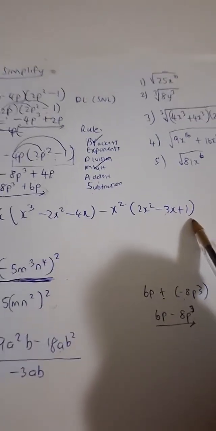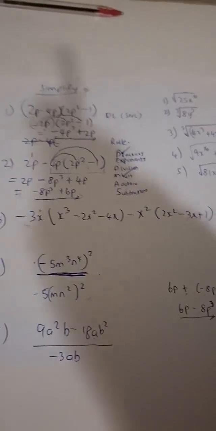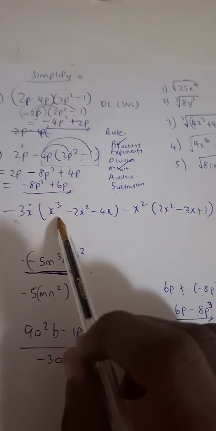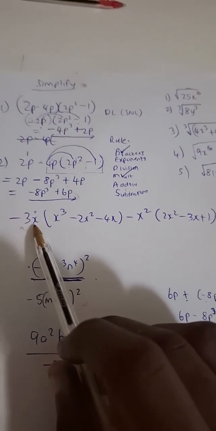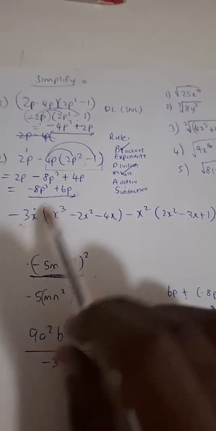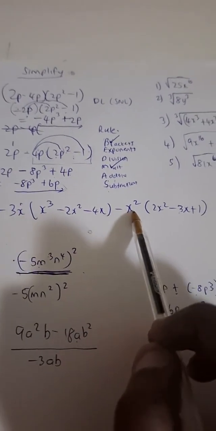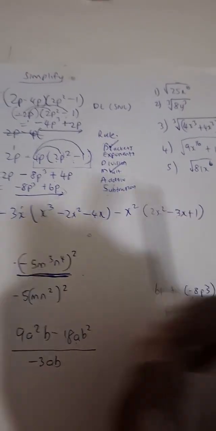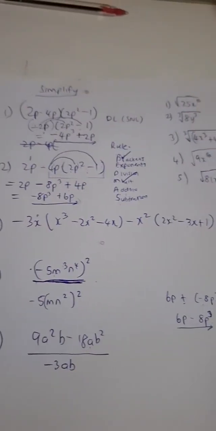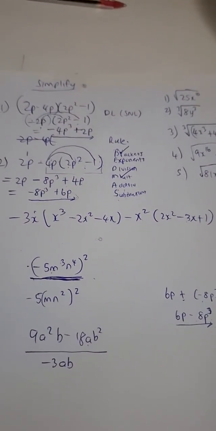Okay, let's look at number 3 now. I feel like we overstayed and overspent our time there with that problem. Negative 3x into x cubed minus 2x squared minus 4x. That's a bracket. Minus x squared into that bracket. So if I ask you how many terms are in this expression, what will you say? How many terms are in this expression?